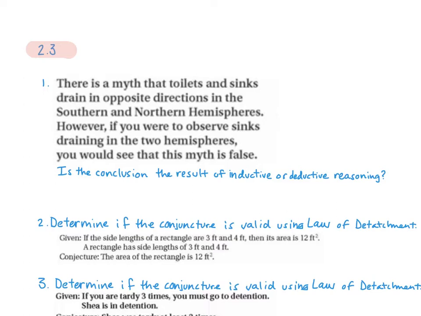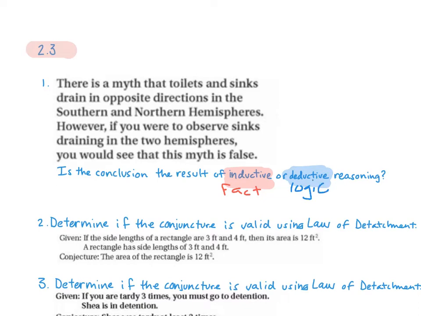Is the conclusion the result of inductive or deductive reasoning? So in this case, we know that inductive is a given fact. If we actually saw something happening, we know it to be true for a fact, then it would be inductive. If it's deductive, then we had to use logic to come up with our reasoning.